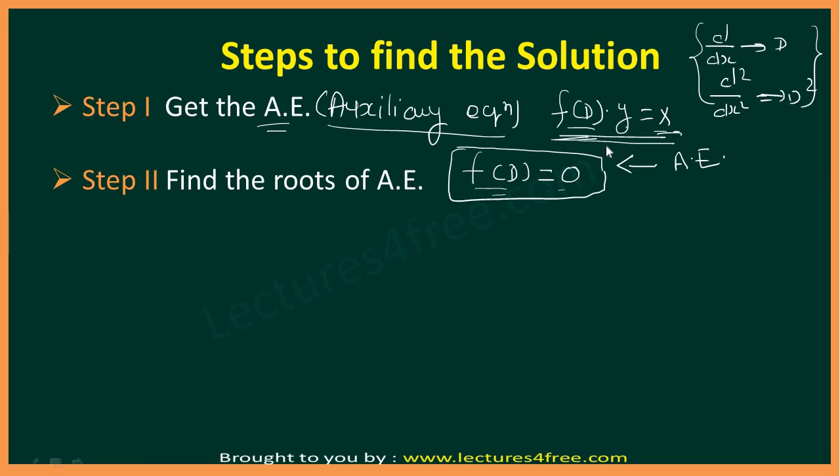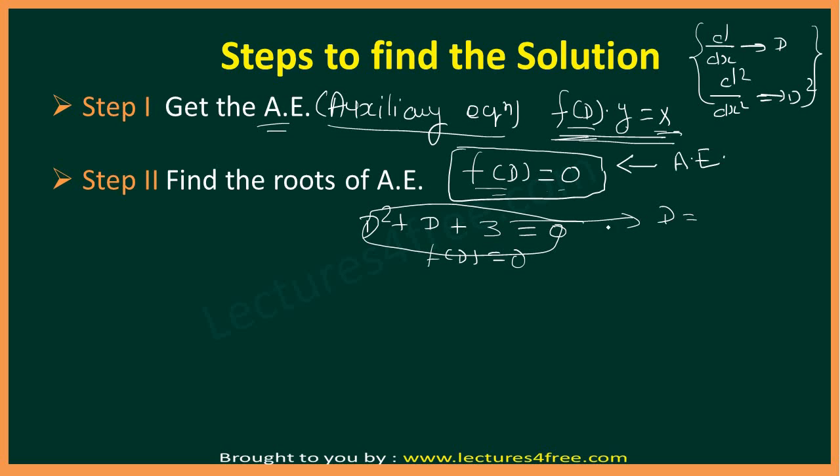Step 2 is to find the roots of the auxiliary function. So now you have one function equal to 0. For example, let's suppose D squared + D + 3 = 0. Let's suppose it is f(D) = 0. From this we get the roots, meaning the values of D which satisfy this equation.